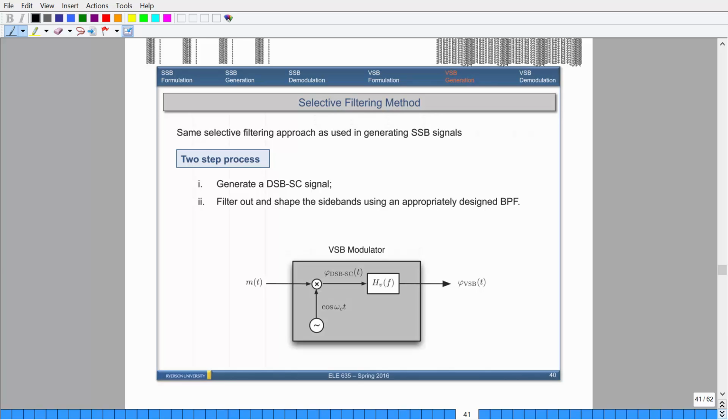Let's just review the selective filtering method for single sideband. It's a two-step process. Remember, you generate a double sideband suppressed carrier signal, and then you filter out one of the sidebands to get your actual single sideband using a bandpass filter. It's actually the same approach using vestigial. It's just that your bandpass filter is going to be a little different. So instead of it being ideal for the single sideband, you want to make it non-ideal. And if you do that, then you can certainly go ahead and do vestigial. So it's basically the same process. It's just the bandpass filter that's going to be a little different.